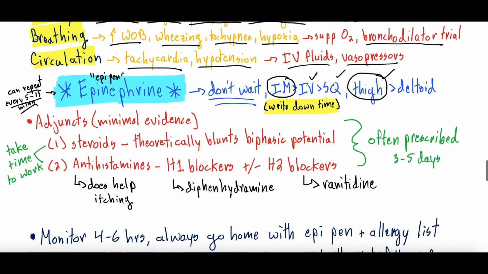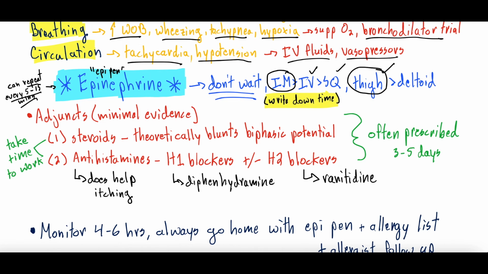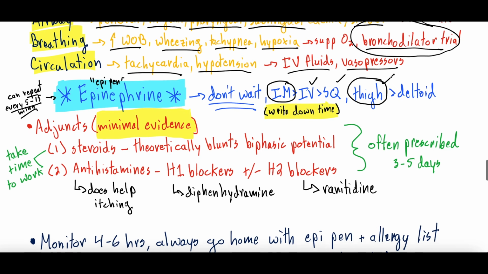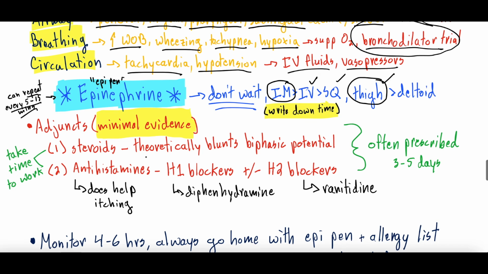There are adjuncts though, and I do want to say the adjuncts that we're going to talk about, there's minimal literature-based studies and evidence to support their use, but we use them, and there's some rationale for why we use them. And the big adjuncts are up here, bronchodilators, which we talked about. If there's wheezing, you can trial a bronchodilator, something like albuterol, all right, to see if that improves the wheezing. And then there's steroids. Steroids theoretically blunt this biphasic potential.